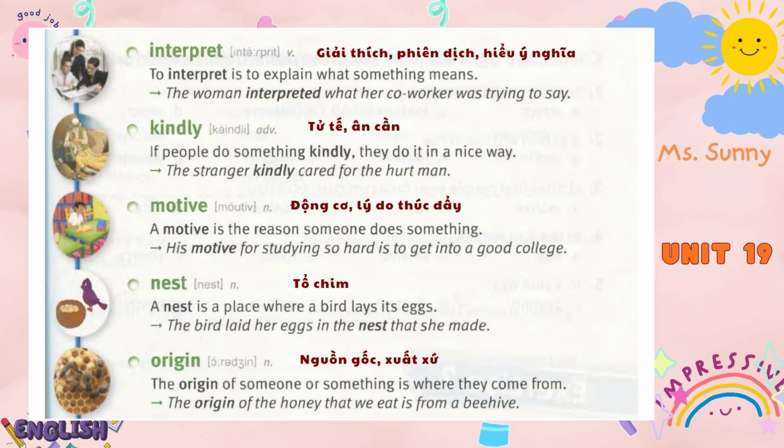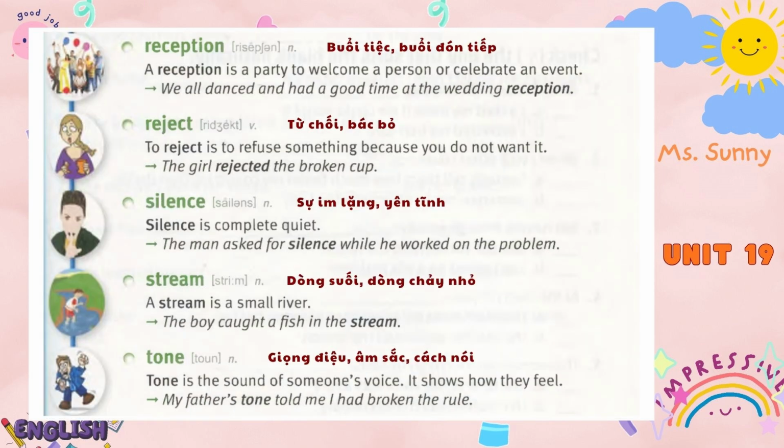Origin. The origin of someone or something is where they come from. The origin of the honey that we eat is from a beehive. Reception. A reception is a party to welcome a person or celebrate an event. We all danced and had a good time at the wedding reception.